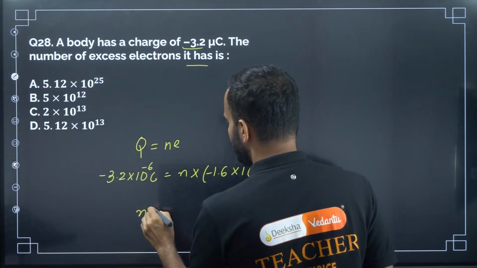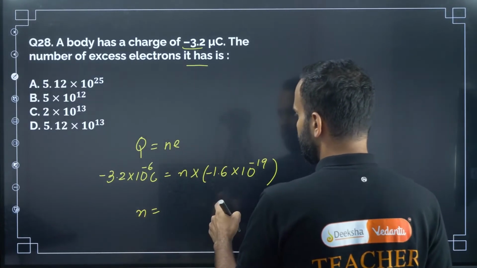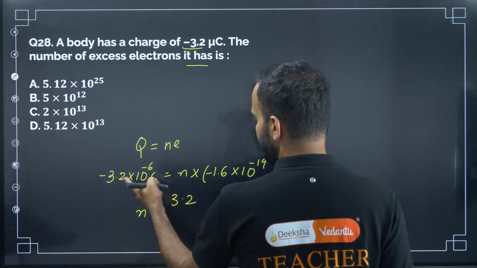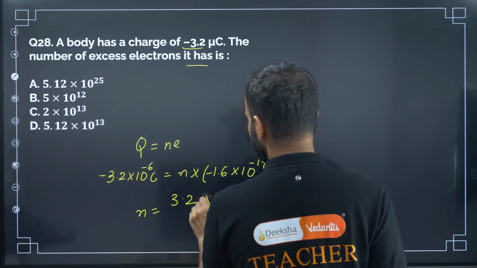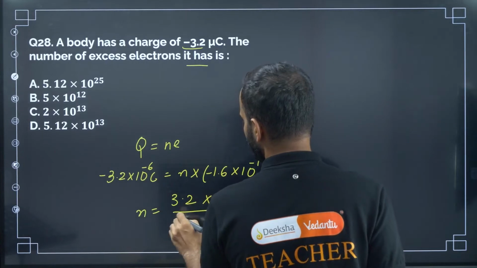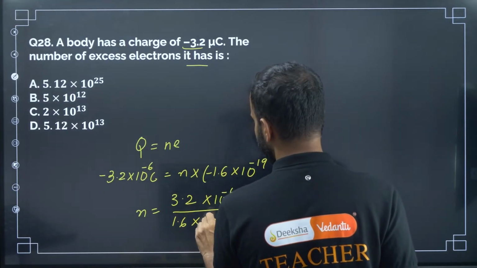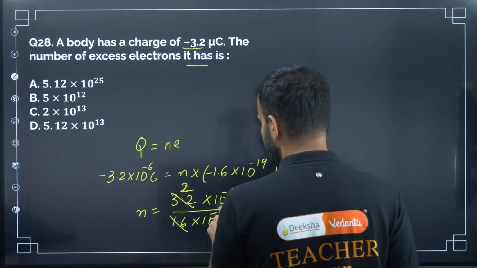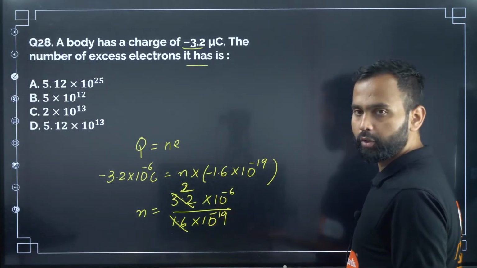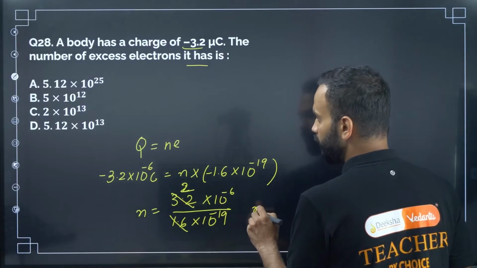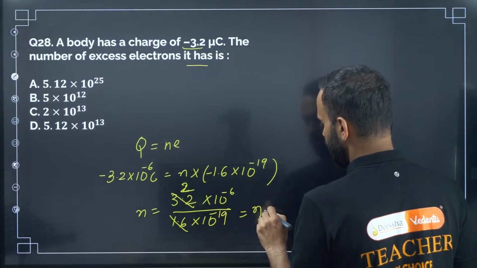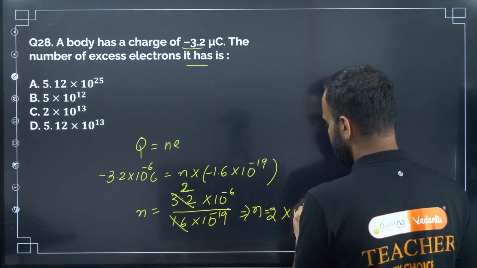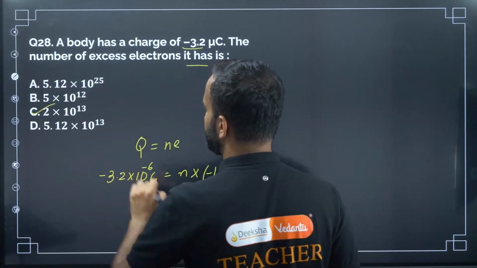So now N equal to, here the minus will get cancelled, right? 3.2 into 10 to the power minus 6 by 1.6 into 10 to the power minus 19. So this will be 2, and 10 to the power minus 6 by 10 to the power minus 19 is 10 to the power 13. So N equal to 2 into 10 to the power 13. So the correct option is C.